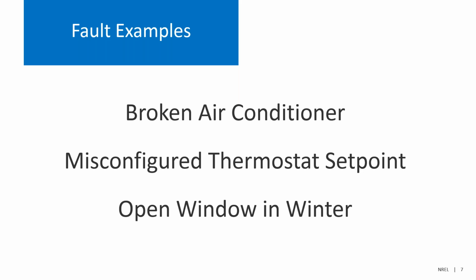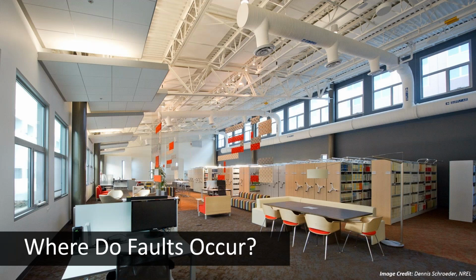And so I've outlined these three because they show some different places that faults can occur. With the air conditioner, we're talking about a physical piece of equipment that's not functioning. With your thermostat, you're actually talking about a control system. And finally, with the open window, you're talking about the building itself, what we call the building envelope, which is really the shell of the building: doors, windows, walls, roof. So more broadly, we can think about, especially in the context of a commercial building, where do faults occur? What systems do they affect?